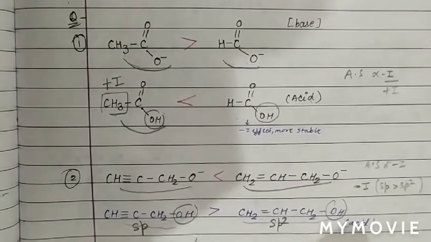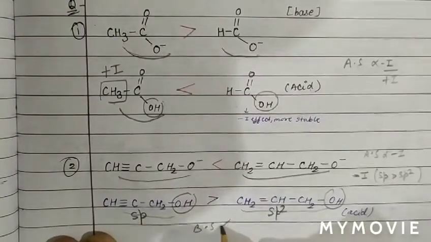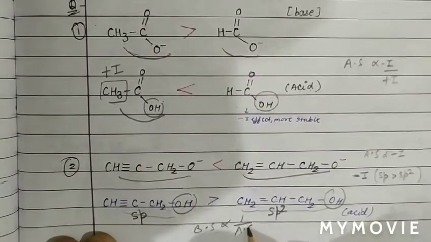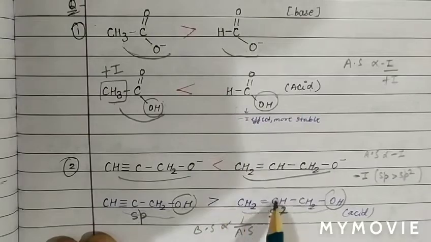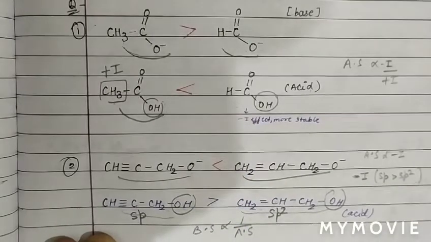And we know the order of basic strength. The order of basic strength is reciprocal of acidic strength. So we know the order of acidic strength. So the order of basic strength is reverse.